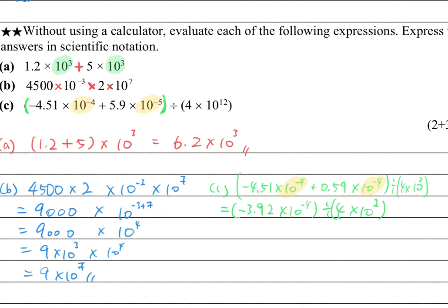Now let's change to doing division. Then we try to do the division. Because this is negative 4 divided by 10 to the power 2, the index will be negative 4 minus 2. This is minus 6. And then it will become 0.98 times 10 to the power, this is 12, sorry, I did it wrong. So it should be 16.